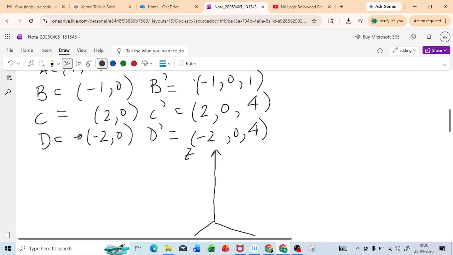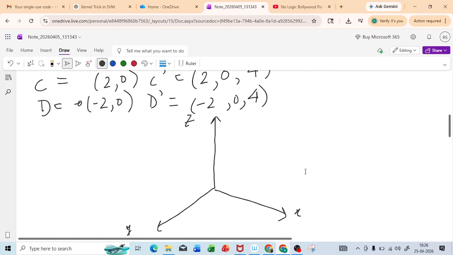Now our first point (1, 0) becomes (1, 0, 1). So this is 1, this is 0, and this is 1. So this is our A dash. Similarly, what is our B dash? Minus 1, 0, 1. If we push it back like this, it becomes the negative x axis. So this is minus 1 comma 0 comma 1, right? This is on the negative x axis, this is 0, and this is in the z plane, the XZ plane. So these become two points.